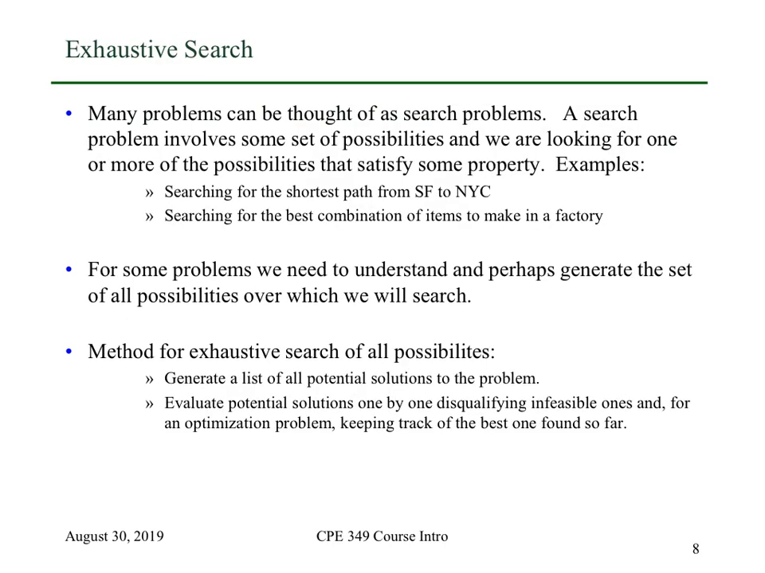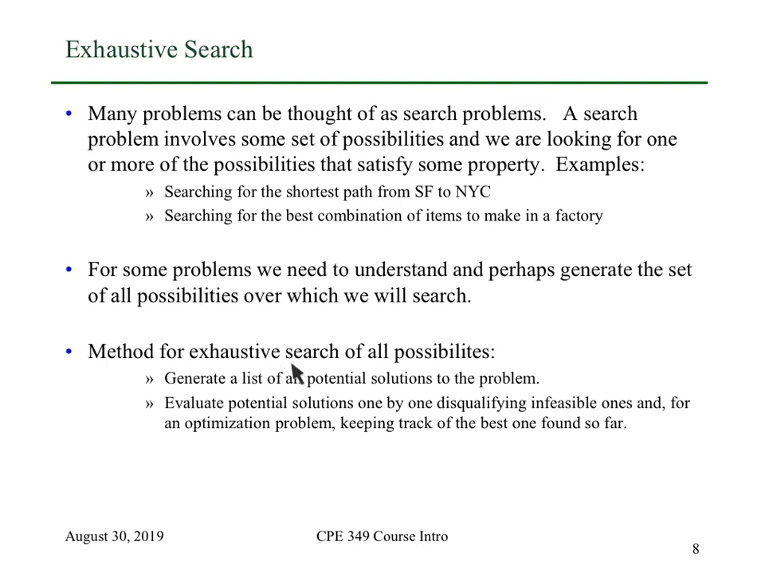To get the course off on a concrete foot, we're going to talk about exhaustive search. Lots of problems can be thought of as search problems. A search problem is a problem that involves some set of possibilities, and we are looking for one or more of the possibilities that satisfy some property. Some examples that we'll talk about in detail during the course are searching, say, for the shortest path from one city to another, or searching for the best combination of items to make in a factory. For some of these problems, we're going to need to understand and perhaps generate a set of all the possibilities over which we will search. And that's where we're going to start.